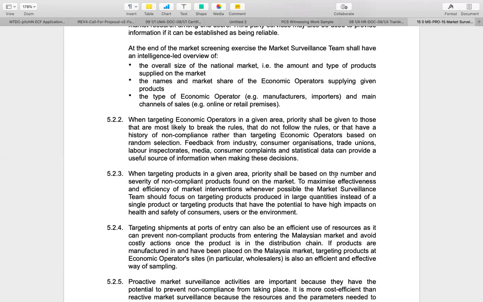When we have targeted a given area, we shall base priority on the number and severity of the non-compliant products found on the market. To maximize effectiveness, the market surveillance team shall focus on targeting products produced in large quantities instead of single products, and or targeting products that have potential to have high impacts on health. The simple reason is that larger quantities will have more users.